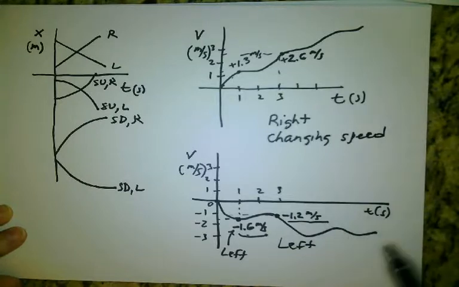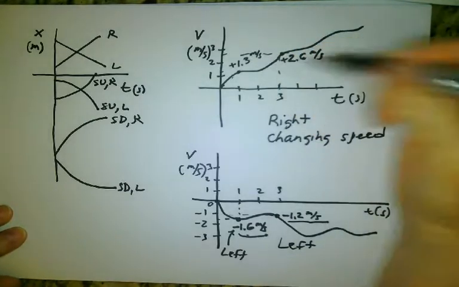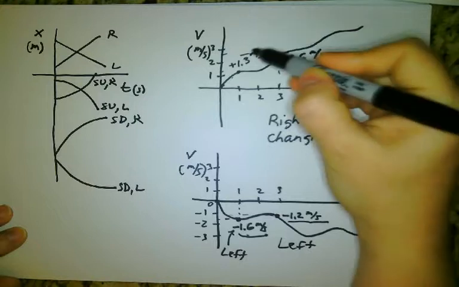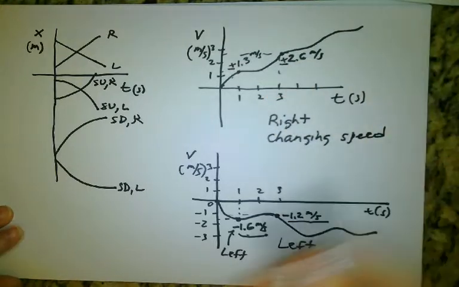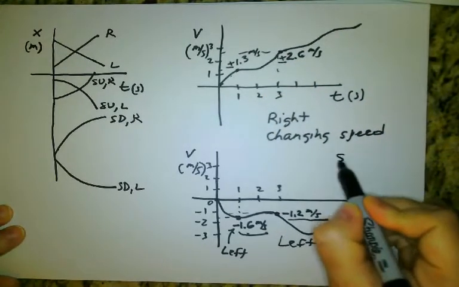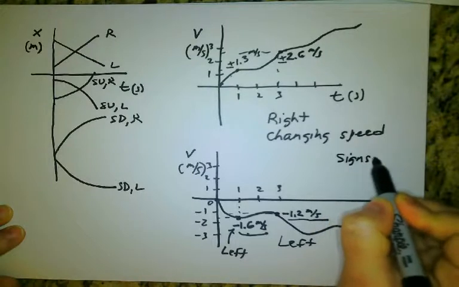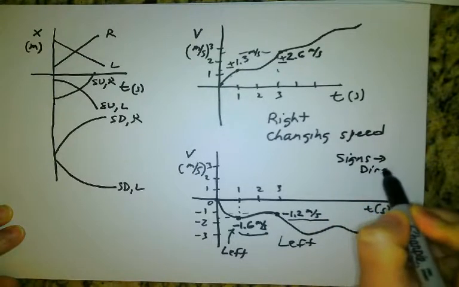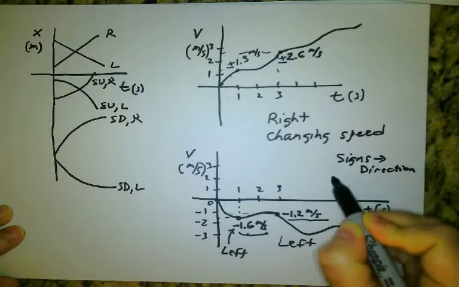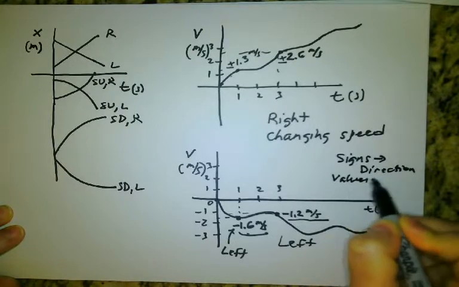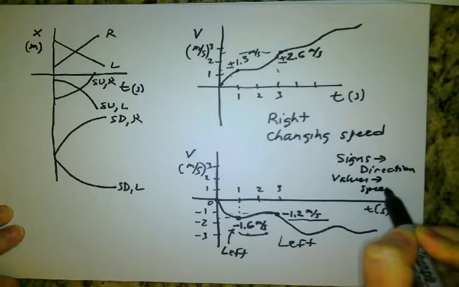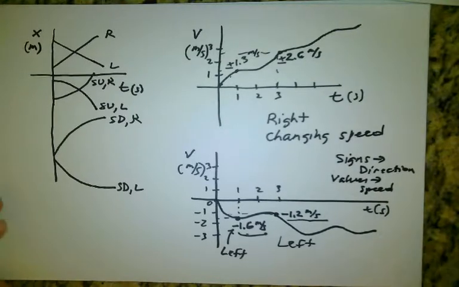So I'm just going to sum it up here. The signs tell you direction. And the values are telling you the speed, right? So if you break it up like that, you'll know how to tell the difference between fast and slow. I mean, you just read it off the graph.